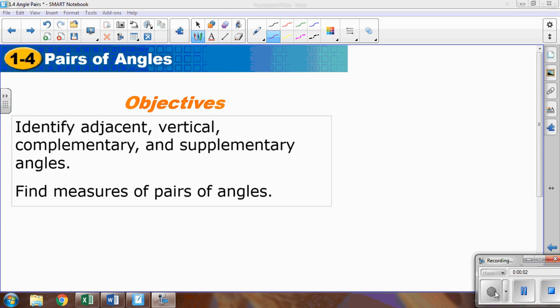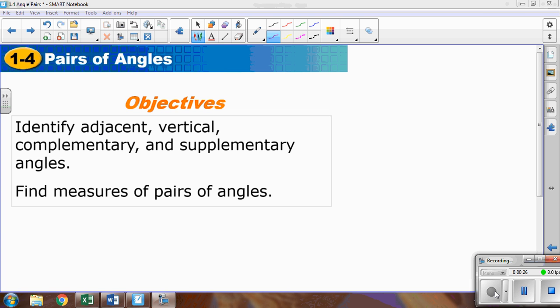Our focus today is on special angle pairs. In particular, there are three of them that we're really concerned with, and that will play a significant role for us throughout our study of geometry. We need to know what vertical angles are, what complementary angles are, and what supplementary angles are.